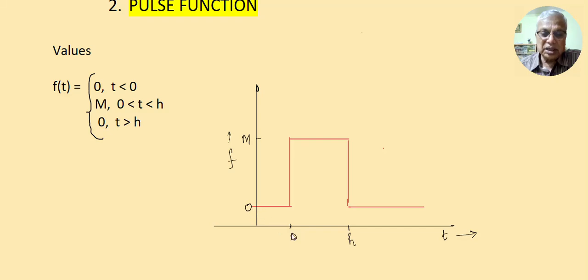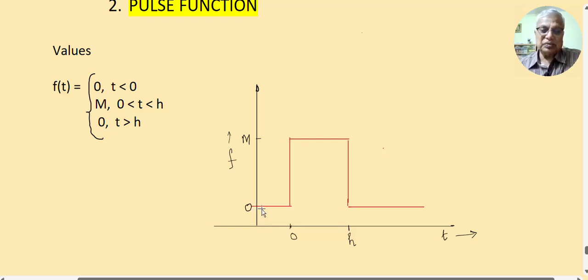For clarity, I shifted the 0 here. So 0 is here on the x-axis. The x-axis is t, the y-axis is the function. So 0 on both the x and y-axis I shifted slightly for clarity, that's all.